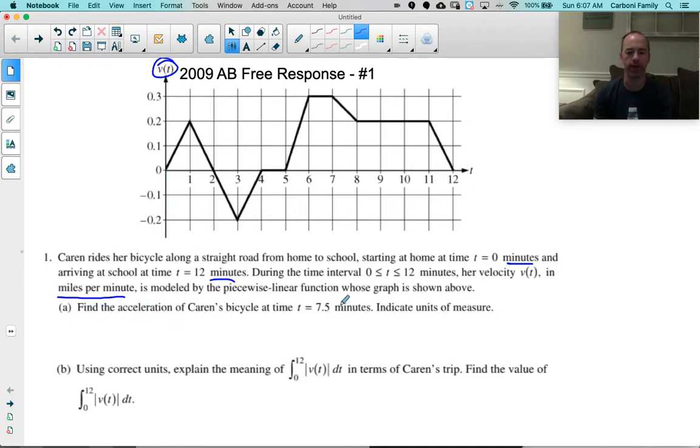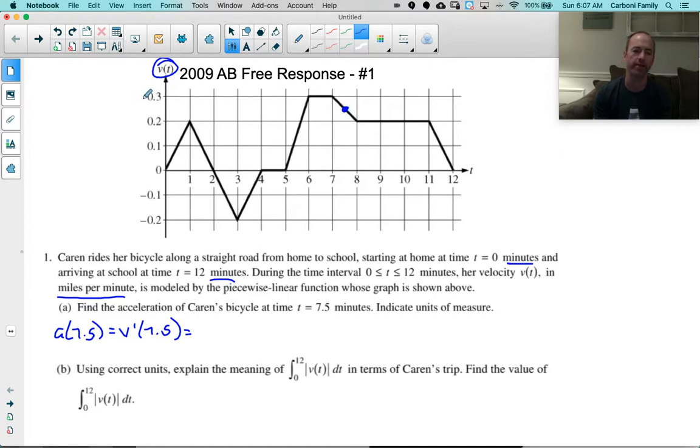Part A asks for Karen's acceleration. If you're given velocity, acceleration at 7.5 would be the derivative of velocity at 7.5. I don't have a function to differentiate. However, I can look at this graph, and because these are linear pieces, I can very easily compute the slope. Just be very careful, because at first glance, that looks like a slope of -1.